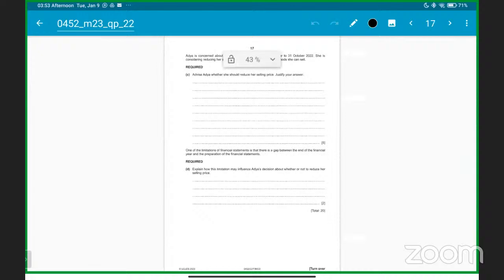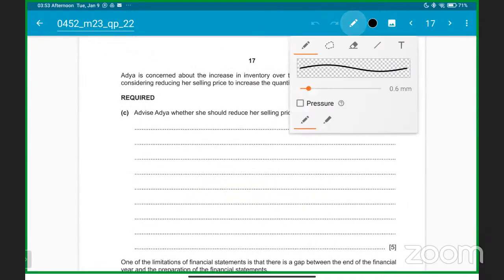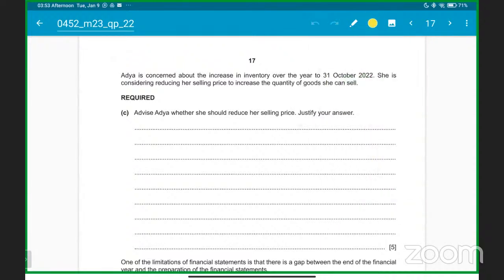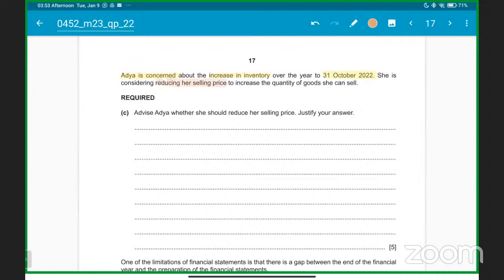Next we have, so this was 13 marks. Still we have a couple of more questions here. Now we have to write down analysis as well. Adia is concerned about the increase in inventory over the year to 31st October 2022. She is considering reducing her selling price and to increase the quantity of goods she can sell. So you have to advise Adia whether she should reduce her selling price or not.